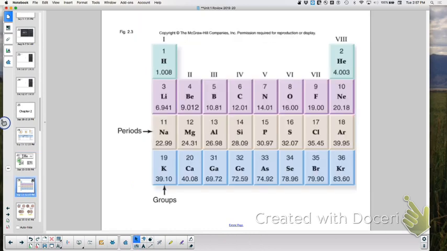Now, when we look at a periodic table, remember periods and groups? Which one's horizontal? Periods. Periods are on the horizontal. Groups, what do groups have all in common? Same number of valence electrons, so they will behave in the same way, making the same kind of bonds. But periods are in the same what level? Energy level. Great.